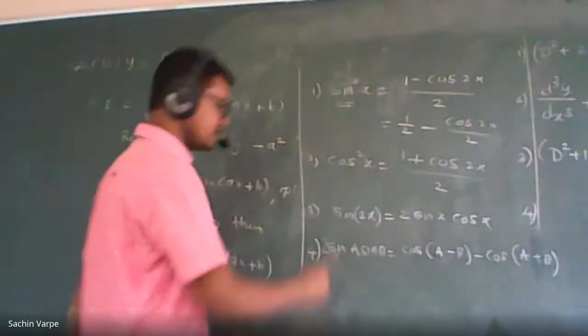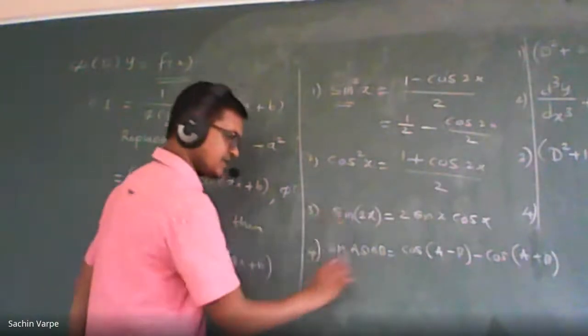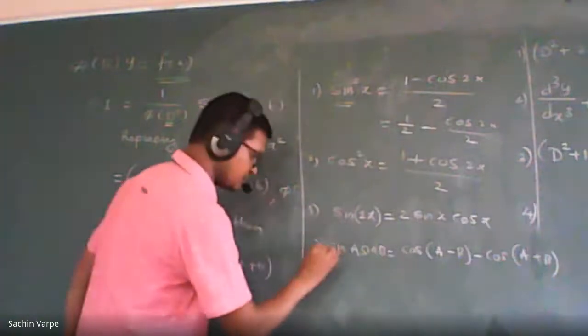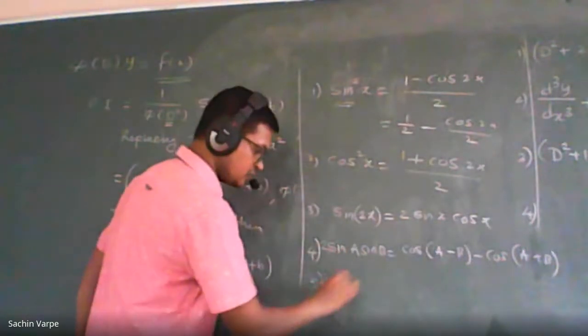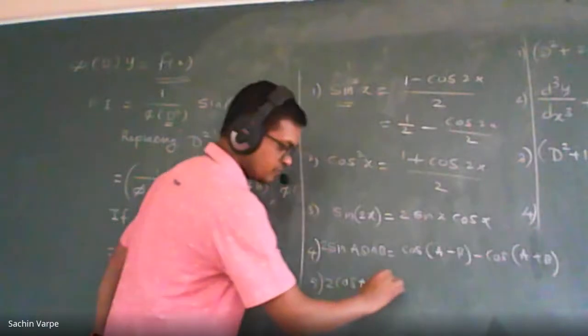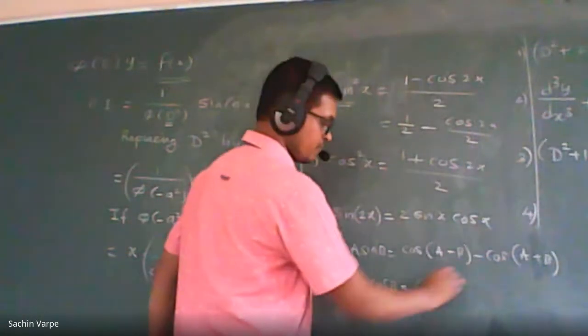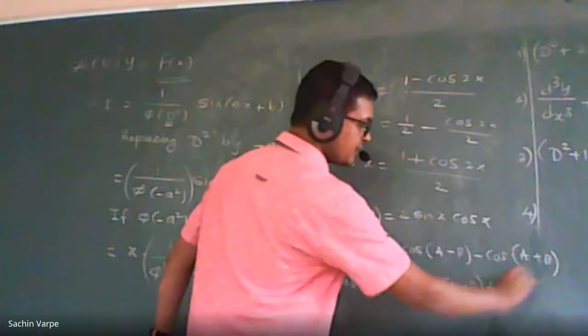All right. And if it is just sine A sine B, then that will be half of this. Remember, half of. So I'm writing 2 just here. Now, if it is 2 cos A cos B, then that will be just plus here. That is cos of A plus B plus cos of A minus B. Please check once.